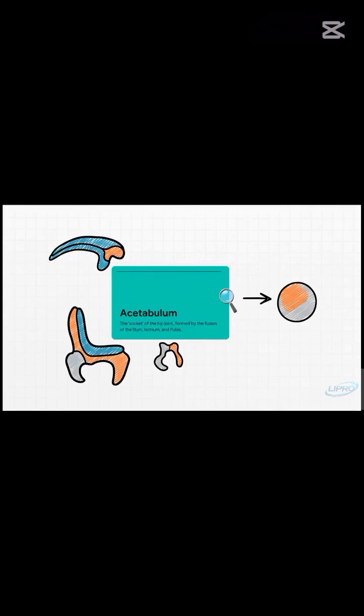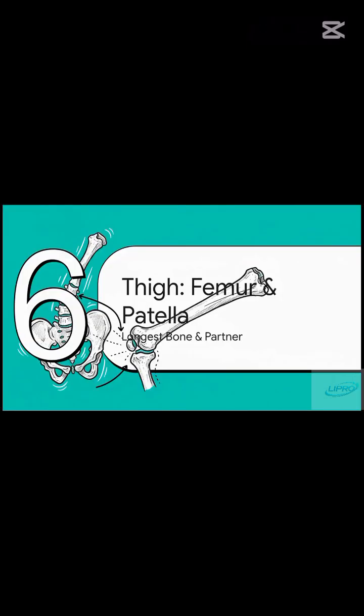And here's where it all comes together beautifully. Those three bones we've just talked about, the ilium, ischium, and pubis, they all fuse together to form one critical structure, the acetabulum. This is the deep, cup-shaped socket on the side of your hip. It's the socket part of the ball and socket hip joint, and it's perfectly designed to receive the head of the femur.